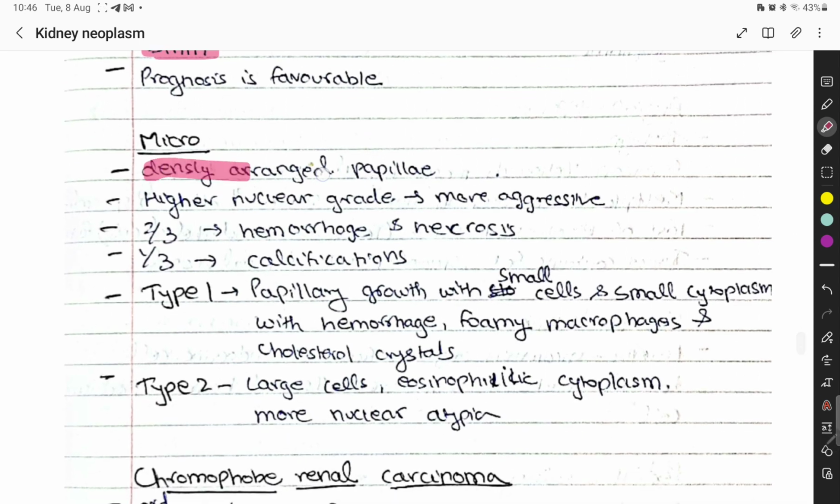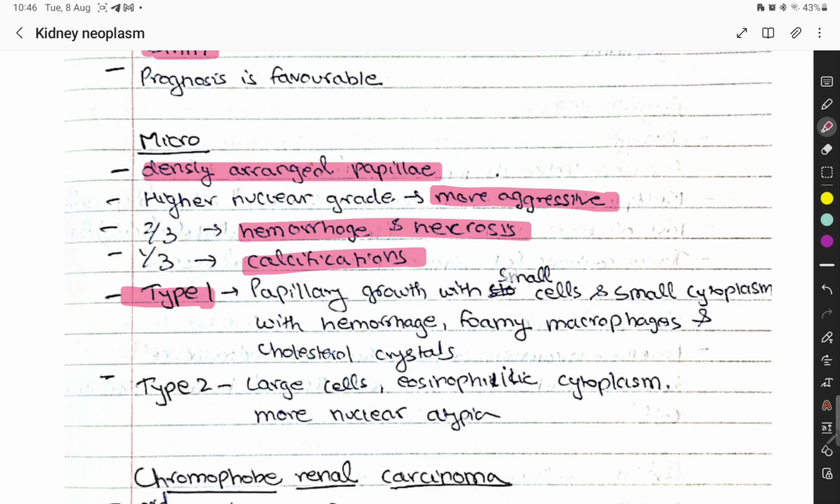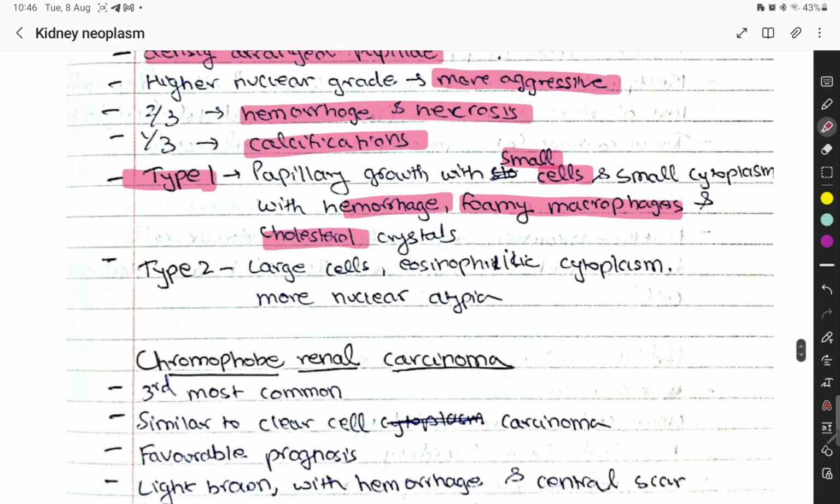Macroscopically, it has densely arranged papillae. Higher nuclear grade is more aggressive. Two thirds have hemorrhage and necrosis, one third has calcifications. Type 1 is papillary growth with small cells and small cytoplasm with hemorrhage, foamy macrophages, and cholesterol crystals. Okay, type 2 has large cells with eosinophilic cytoplasm and more nuclear atypia.